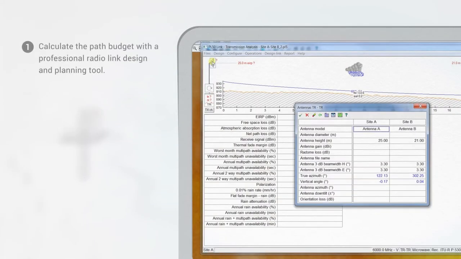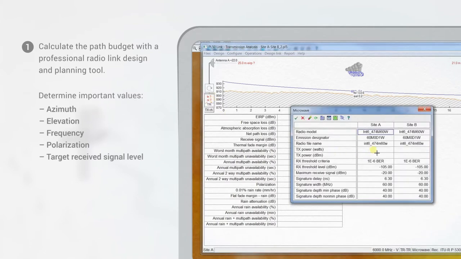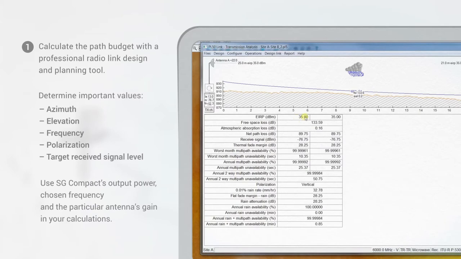1. Calculate the path budget with a professional radio link design and planning tool to determine important values such as azimuth, elevation, frequency, polarization and target received signal level. Use SG Compact output power, chosen frequency and the particular antenna's gain in your calculations.